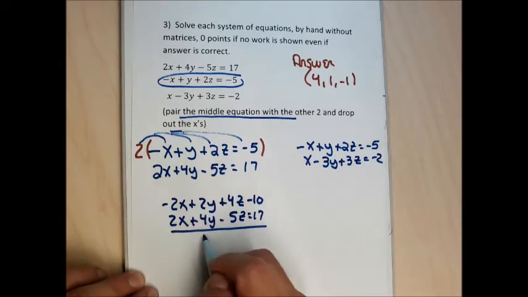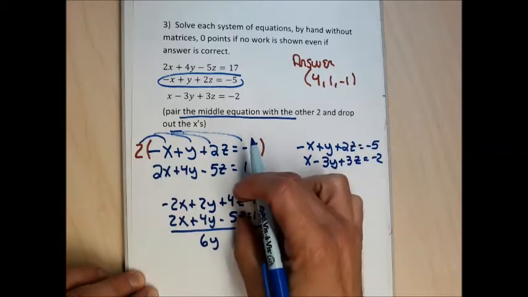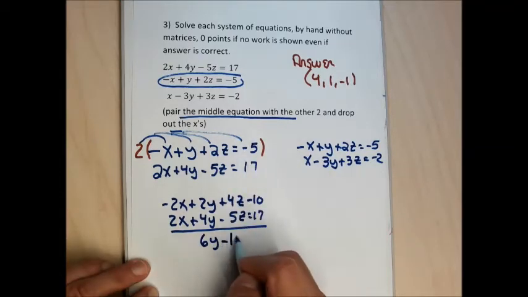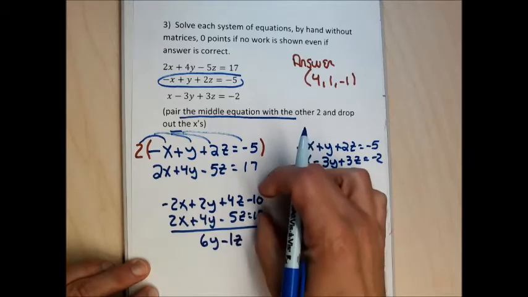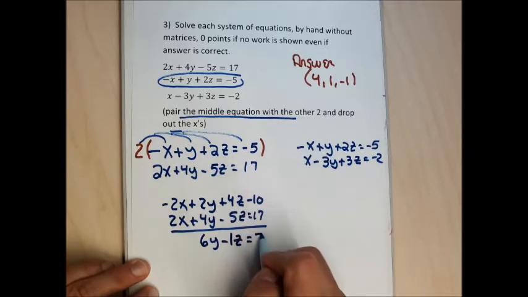2y plus 4y is 6y. 4z minus 5z is minus 1z. You don't need to write the 1, but you can. And minus 10 plus 17 is positive 7.